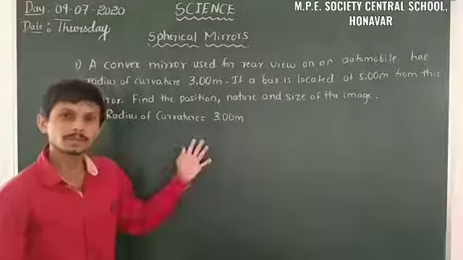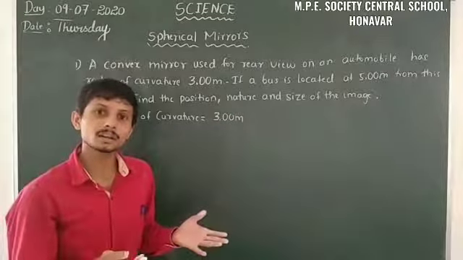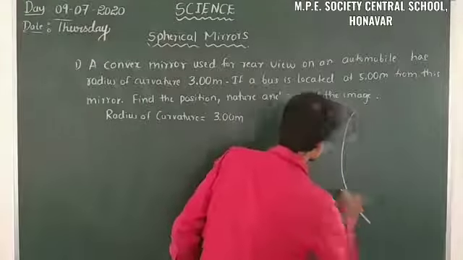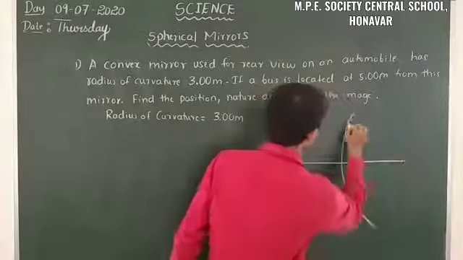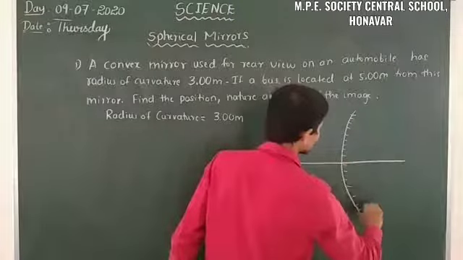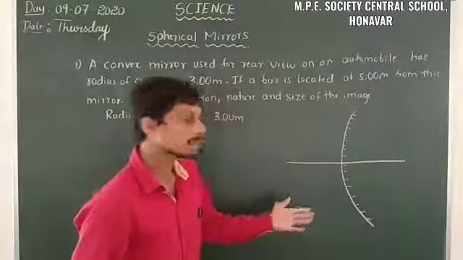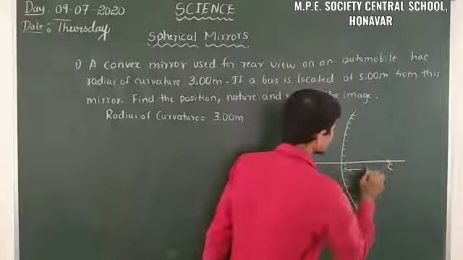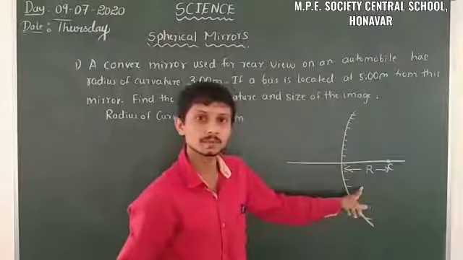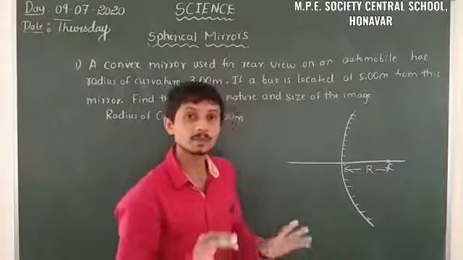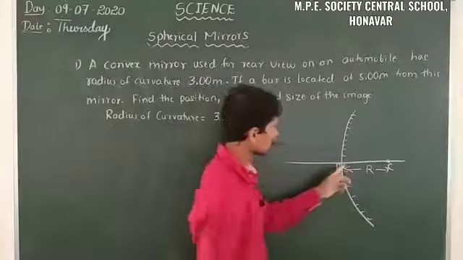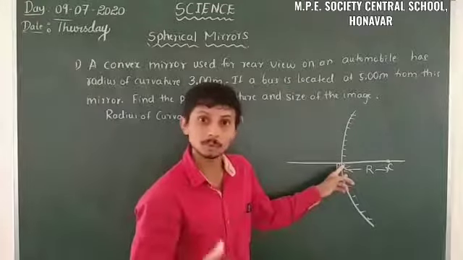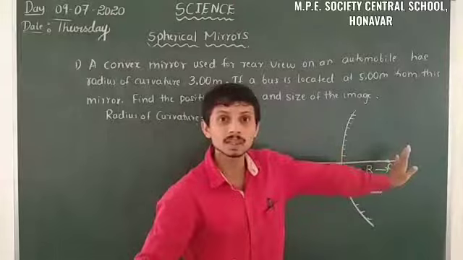Whether it is positive or negative, we don't know. How can we learn that? So just draw a convex mirror here, roughly. So it's a convex mirror. Where the radius of curvature is located here, the center of curvature, the radius of curvature is this. All the distances are measured from the pole of the mirror. So we are measuring the radius of curvature from the pole of the mirror at the right side of the mirror.